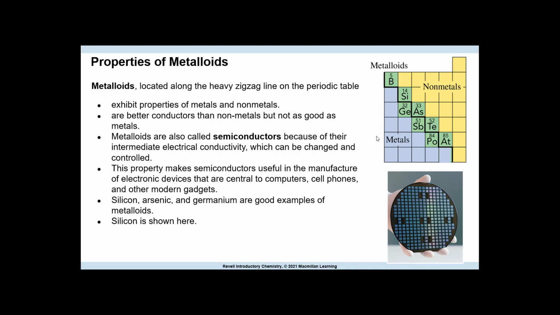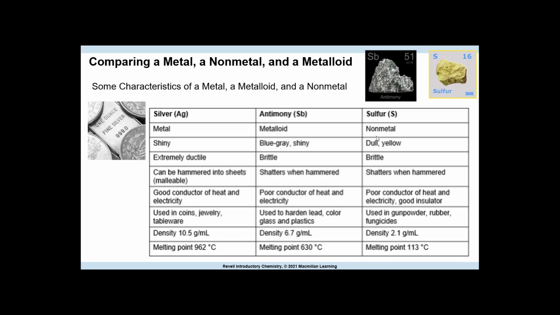One of them is silicon, which is what we use in calculators. I don't even know if anybody has calculators anymore that aren't the kind with a little solar window in them. These properties make semiconductors useful in the manufacture of electronic devices that are central to computers, cell phones, and other modern gadgets. So silicon, arsenic, germanium are good examples of metalloids. They have different properties of metals and nonmetals.